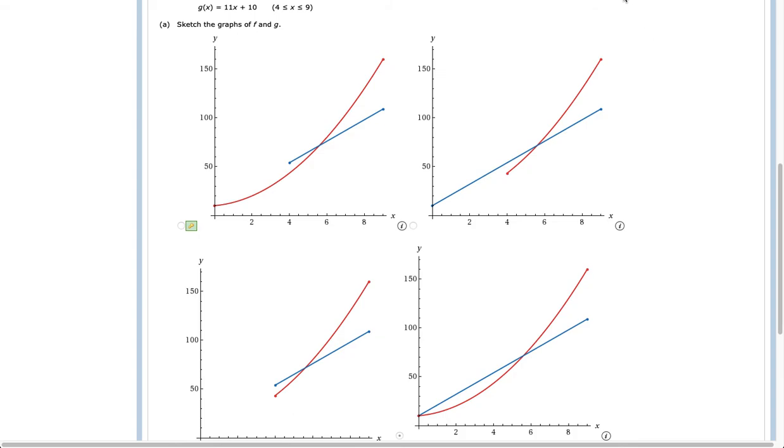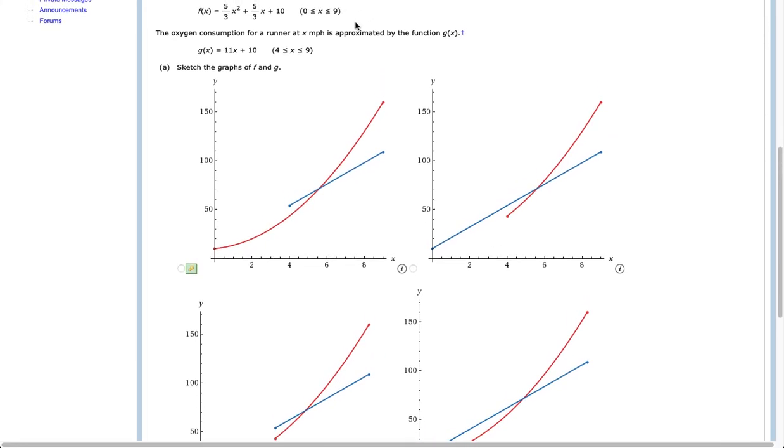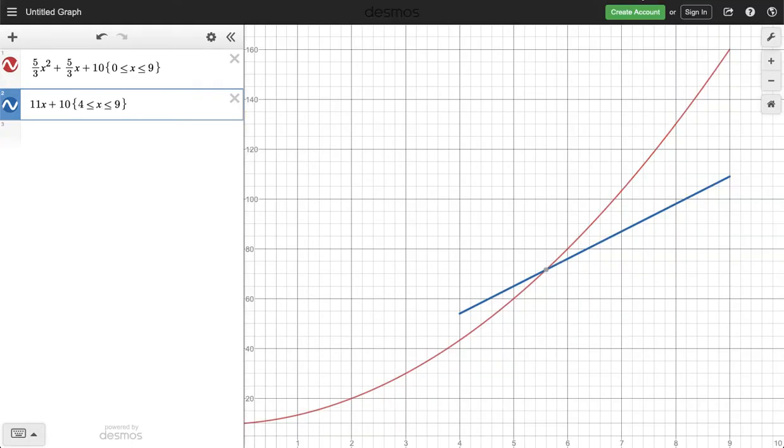The key here is that these domains are just giving us pieces of the entire function. So this function is a parabola. If we graph the whole thing, it would look like the usual parabola. But because we're only graphing this piece from 0 to 9, it's just this little curve here. And then this is a linear function, but it's just a line segment because we're not graphing the entire domain. So that's a quick way that you can use Desmos to help you solve that problem.